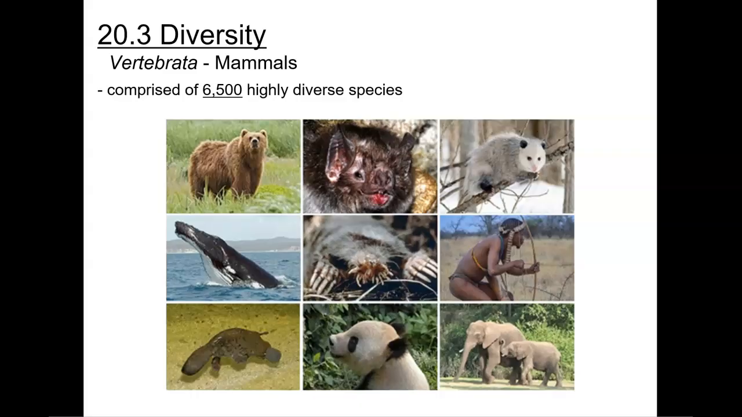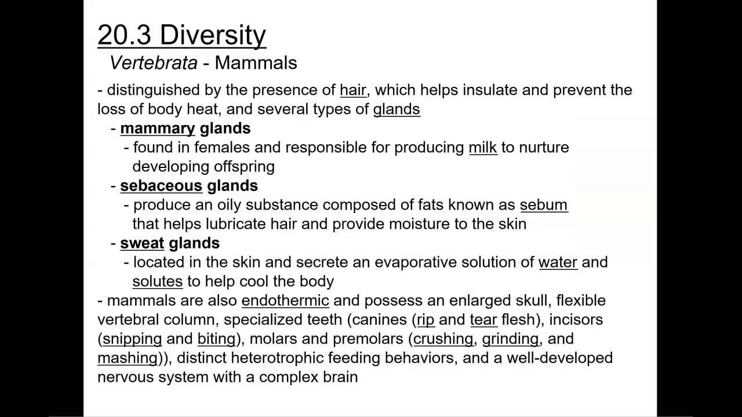Next, we move on to the mammals. These are going to be comprised of about 6,500 highly diverse species. They're distinguished by the presence of hair, which helps to insulate and prevent the loss of body heat, and several different types of glands. Mammary glands are going to be found in females and are responsible for producing milk to nurture developing offspring. Sebaceous glands are going to be oil glands. They're going to produce oily substances composed of fats known as sebum that's going to help to lubricate hair and provide moisture to the skin.